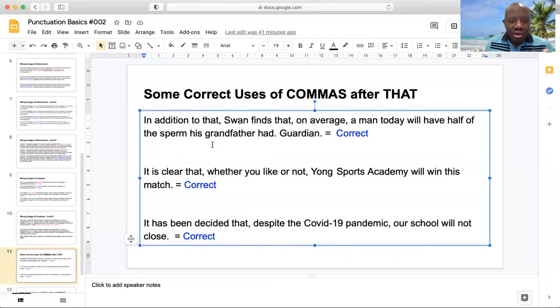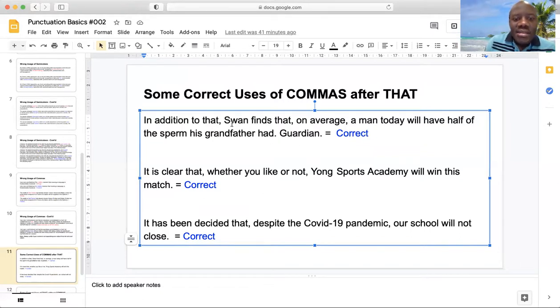So now look at some correct uses of commas here after that. And here we will not say it has cut anything from anything because the commas are actually justified. They are correct to be where they are. Look at one example: "In addition to that, Swan finds that on average, a man today will have half of the sperm his grandfather had." This sentence is actually taken from The Guardian. The Guardian is a very popular newspaper in the UK, okay?